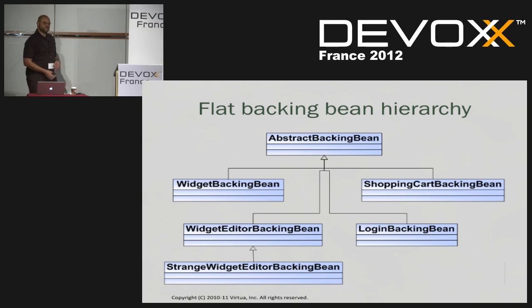Sometimes in larger systems you'll find there's a base backing bean for each subsystem, which may have additional functionality for that subsystem. And then of course you may want to do other subclassing. So here we have a widget editor, and the strange widget editor is just a page which is very similar but has some additional functionality. So we just subclass the widget editor backing bean, okay? Keep this in mind when you're developing your backing beans: it's okay to have a superclass, and I actually recommend having at least one base backing bean class, okay?